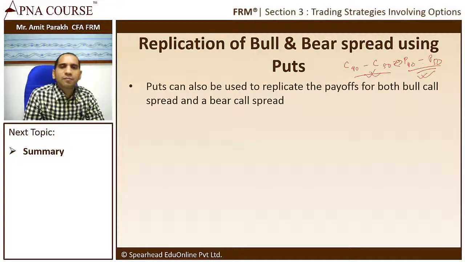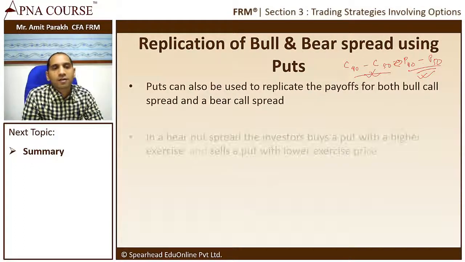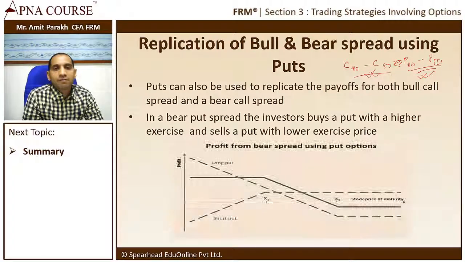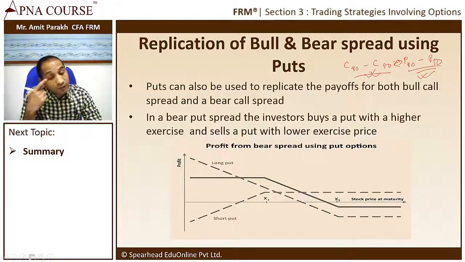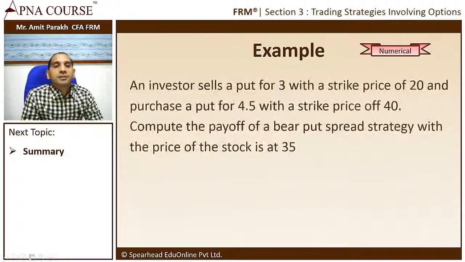And similarly, a bear spread as well can be arrived at by way of puts, by buying a 50 put and selling a 40 put, or by buying a 50 call and selling a 40 call. There we have it, same points being indicated. You can easily draw the payoffs, right? So let's take an example.